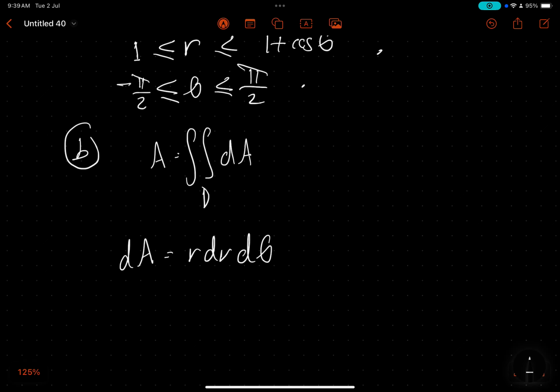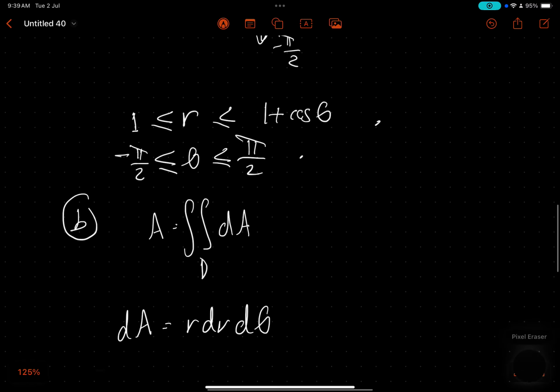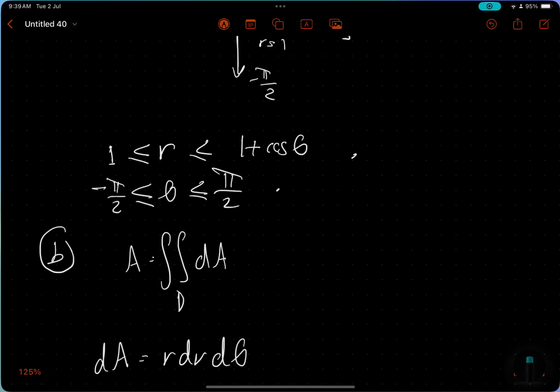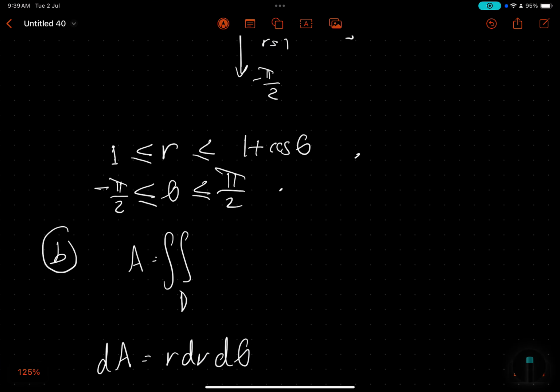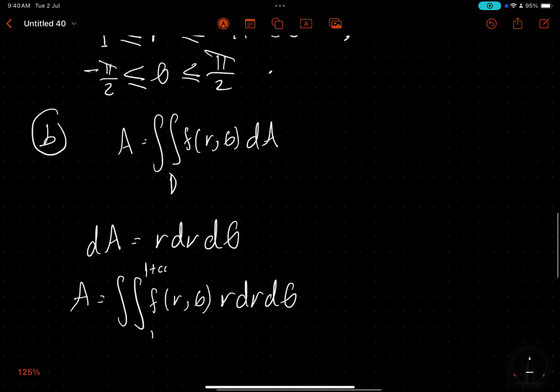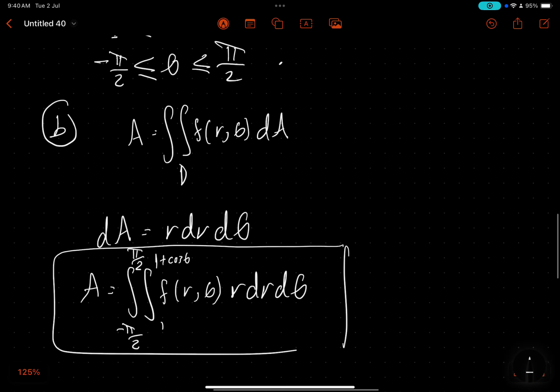This is our dA, and this is basically the definition of the area component in integration. If we have a function that we want to integrate, a function of r theta, then the integral will be f of r theta times r dr d theta. First we add the limits for r, which are 1 to 1 plus cosine theta, and then the limits for theta, which are minus pi over 2 to pi over 2. That's basically the integral.